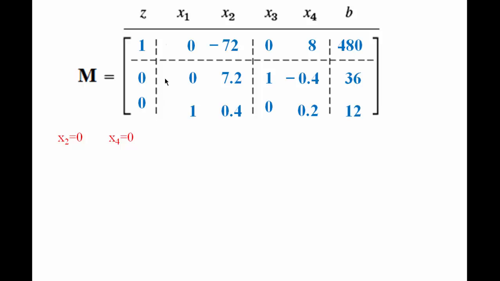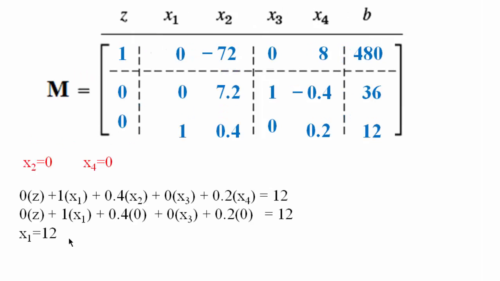Now we need to find the values of z, x1, and x3. I'm going to start with the third equation, or row, in order to find the value of x1. So we have 0 multiplied by z plus 1 multiplied by x1 plus 0.4 multiplied by x2 plus 0 multiplied by x3 plus 0.2 multiplied by x4 is equal to 12.